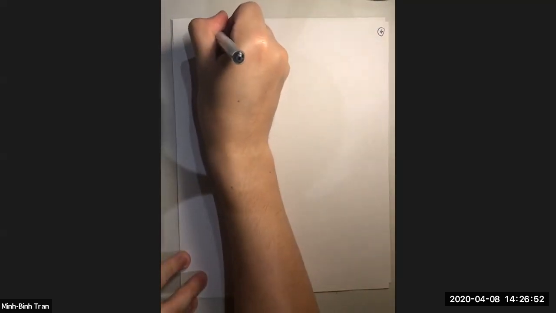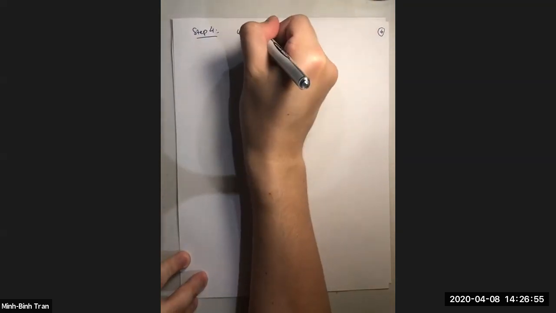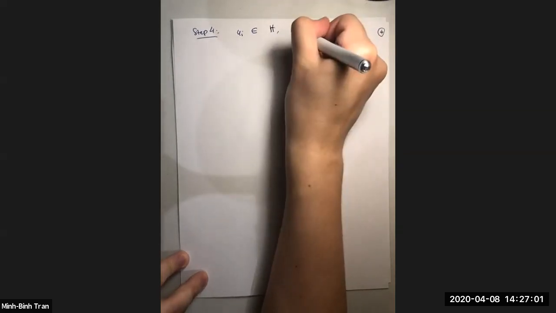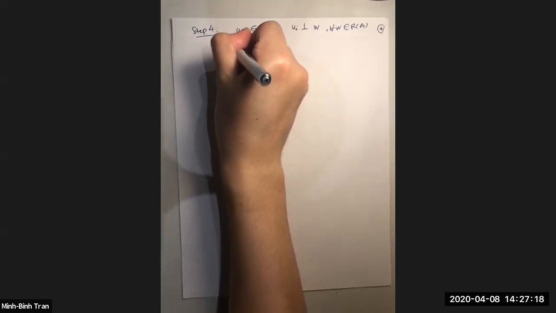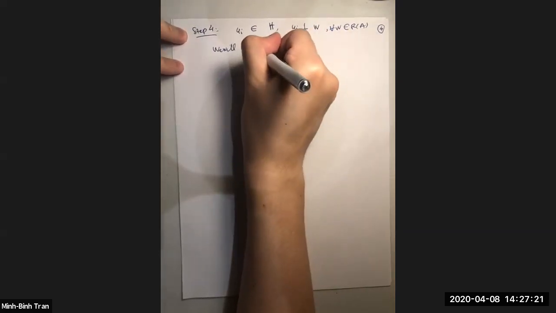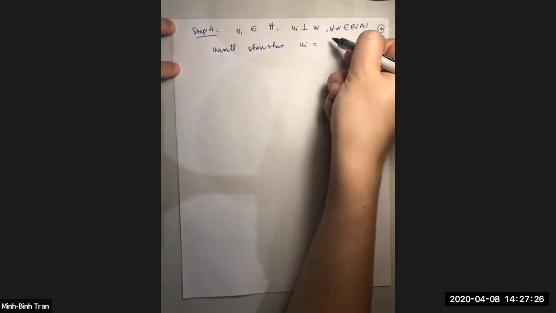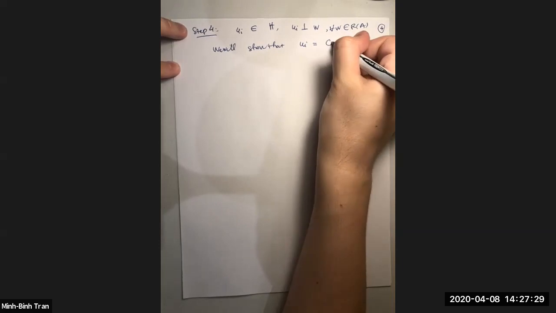So point number 4, step 4. We pick UI in H, but UI is going to be orthogonal to all of the W, with W in the range of the vector space, which is the range of the linear operator A. All right. So we will show that this UI is going to be 0.